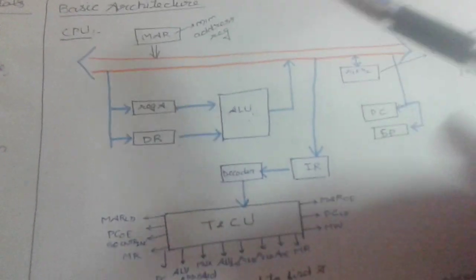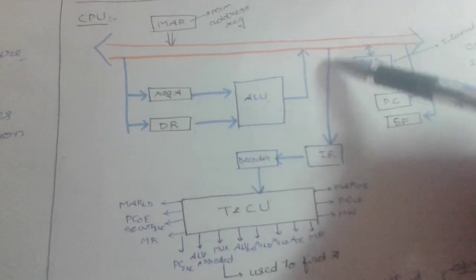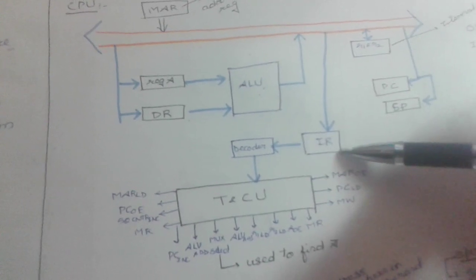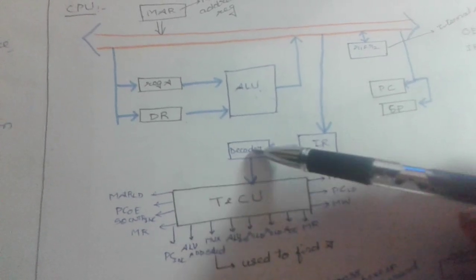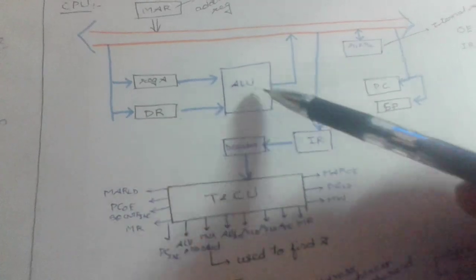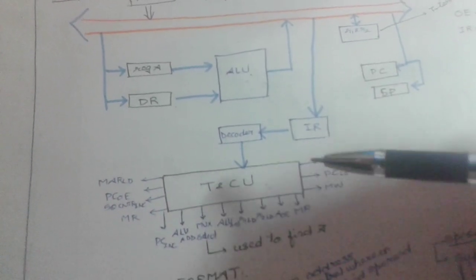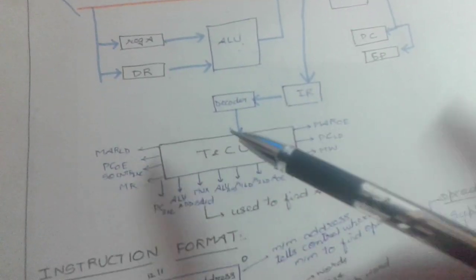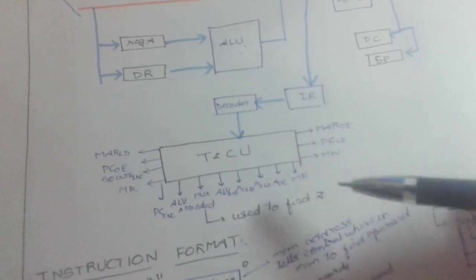Now, the first thing that happens is whenever we place an instruction, it goes into the instruction register. The instruction register stores the instruction, and then by the use of a decoder it is decoded and provided to the timing and control unit. Now the control unit will direct the ALU or any other register or any other part to perform the operation as required. The timing and control unit has different components, different pins coming out of it.